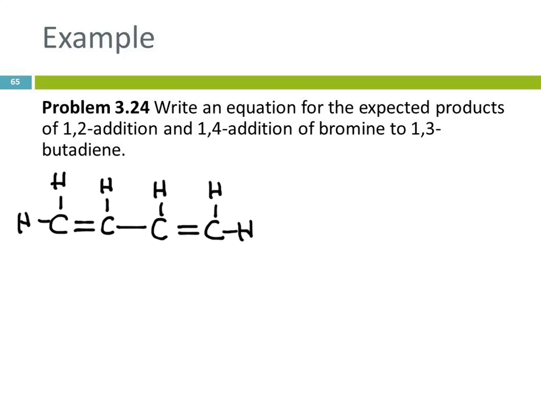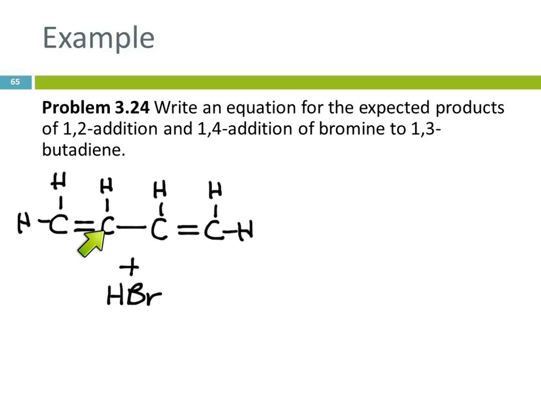So this question, I think, comes out and tells us 1,2 addition and 1,4 addition. So adding HBr, a 1,2 addition would be to this carbon and this carbon, the 1 and the 2.